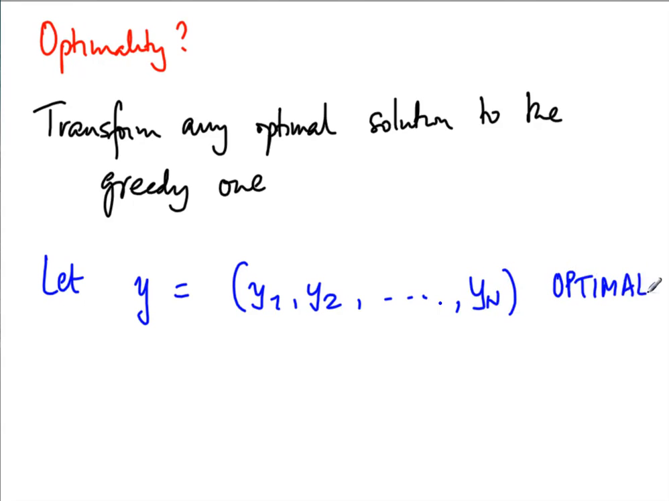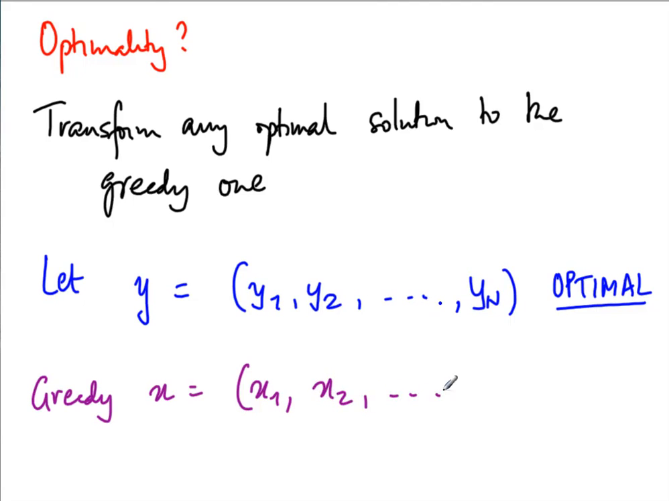We don't know how it was computed, but all we know is that the value of y in terms of the total quantity in the knapsack given by these fractions is optimal. You cannot do better than this. And what we have in our case is that we have a greedy solution which has possibly a different set of fractions x1 to xn. Okay, and we have to argue that the two have the same value. Given that y is optimal, we have to show that x is also optimal.